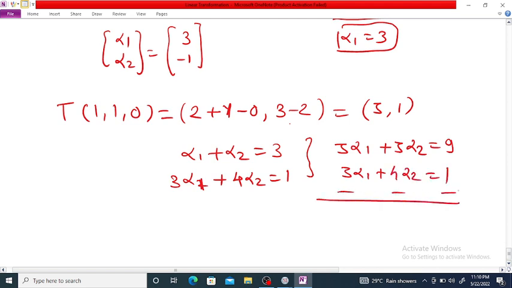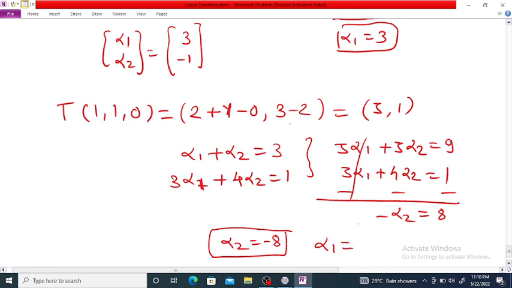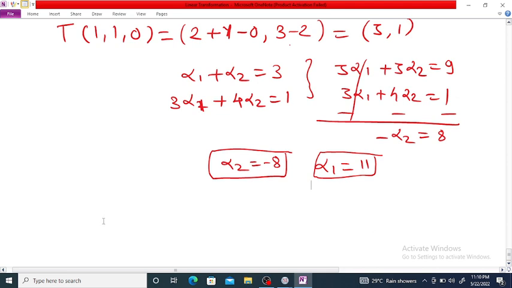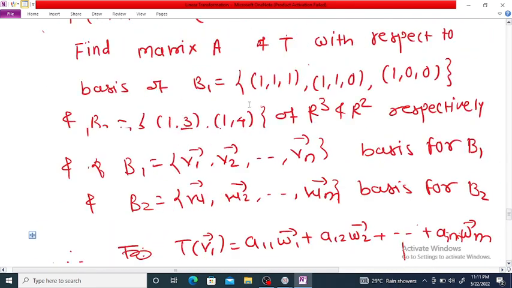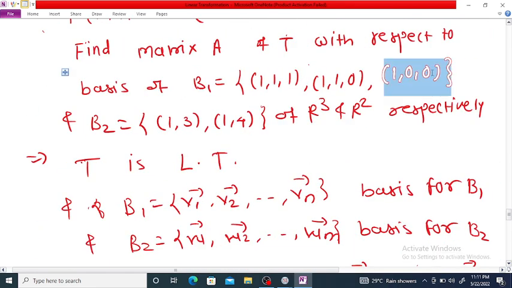Now this will get cancelled, and minus alpha 2 is equal to 8, and therefore alpha 2 is equal to minus 8. If you substitute this value in any one of these equations, then we get alpha 1 is equal to 11. So the next column for the matrix T is alpha 1, alpha 2 equal to 11, minus 8.